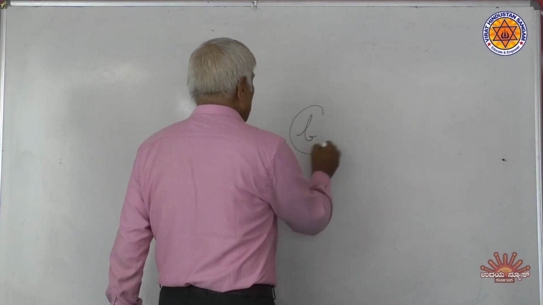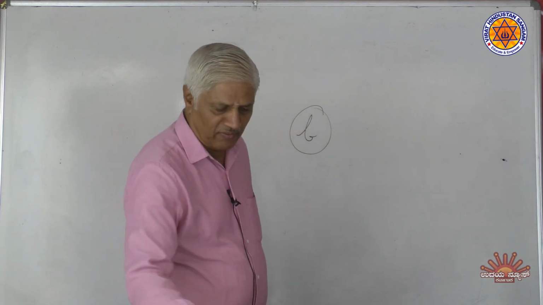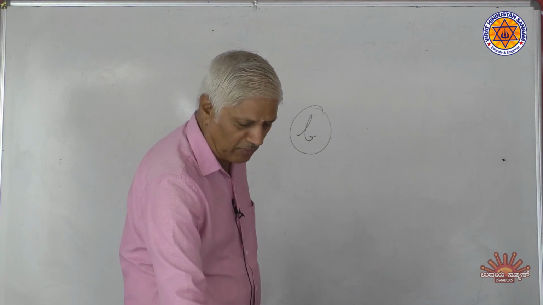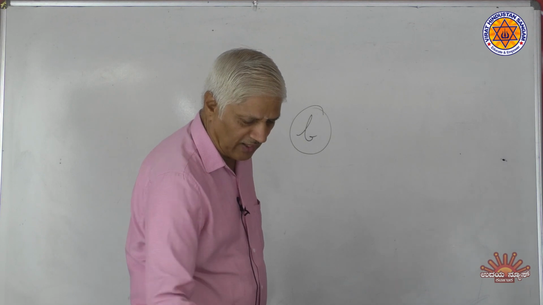That is due to the formation of a film of ferric oxide. In aluminium it is Al2O3. In chromium it is Cr2O3. Like that.